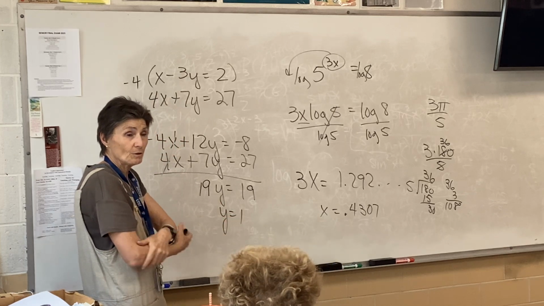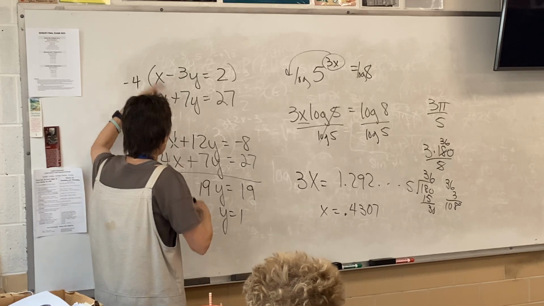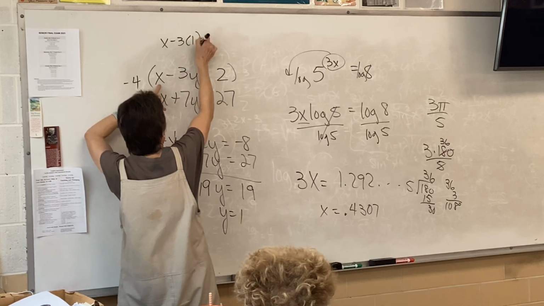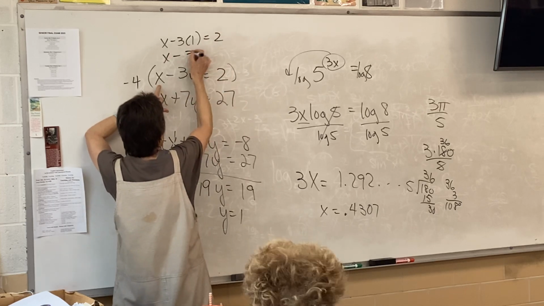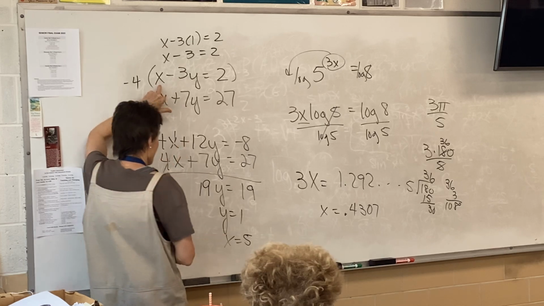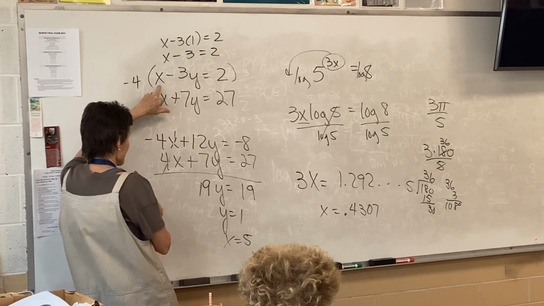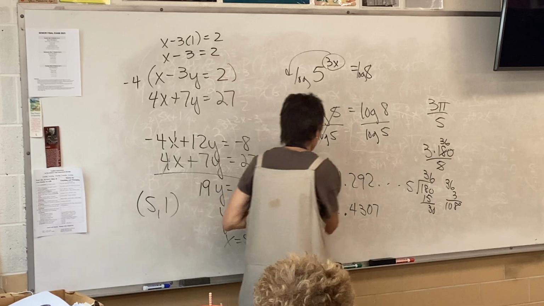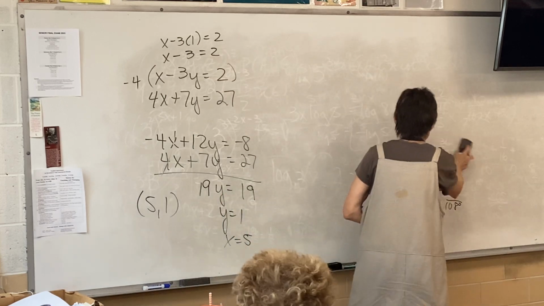And then what do we do? Plug it back in. Anywhere I want, so I'll put it in the top here. x minus 3 times 1, remember that's y, equals 2. So x minus 3 equals 2, and it looks like x equals 5. So my answer is 5, 1. Remember, your answer is an ordered pair, and ordered pairs are always x, y.